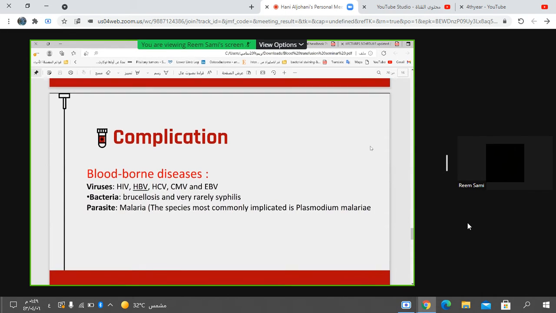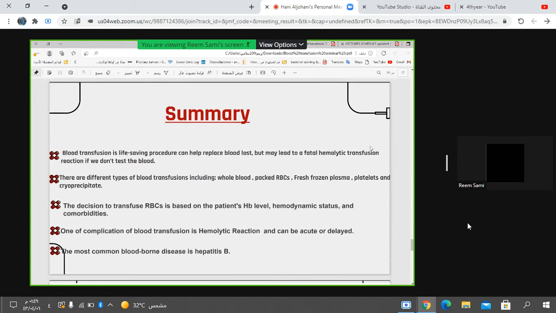Also, we have a rare complication, blood-borne disease. We have viruses, the most common being hepatitis B virus and HIV, but it's very rare, about 1 to 2 per million. Can you imagine that? And we also have a chance of getting hepatitis C virus, cytomegalovirus, and Epstein-Barr virus. Among bacteria, the most common is brucellosis and very rarely syphilis, and malaria can also happen, the most common one being Plasmodium malaria.